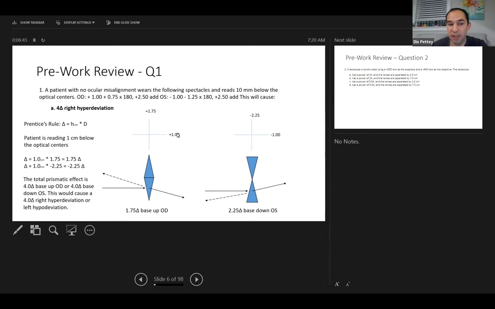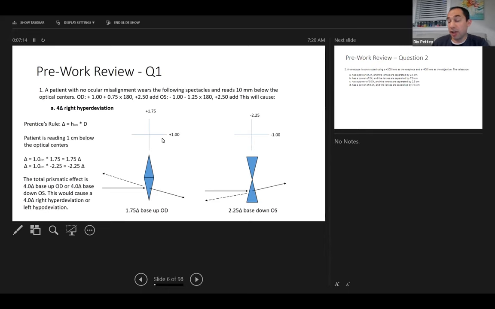And so you take a plot, you put this plus 1 on a horizontal, add the astigmatism, so plus 1.75 on the vertical. When it comes to Prentice's rule, we're really only paying attention to the vertical, especially if it says it's looking at 10 millimeters below. Almost every problem that I've seen is somebody looking down in the glasses.